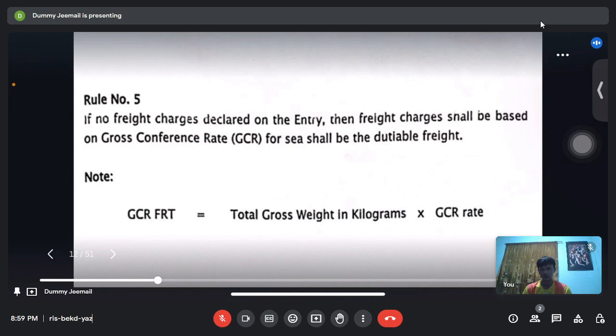Next, rule number 5. If no freight charges are declared on the entry, then the freight charges based on the gross conference rate, or GCR for C, shall be the dutiable freight. GCR freight is equal to the total gross weight in kilograms times the GCR rate.